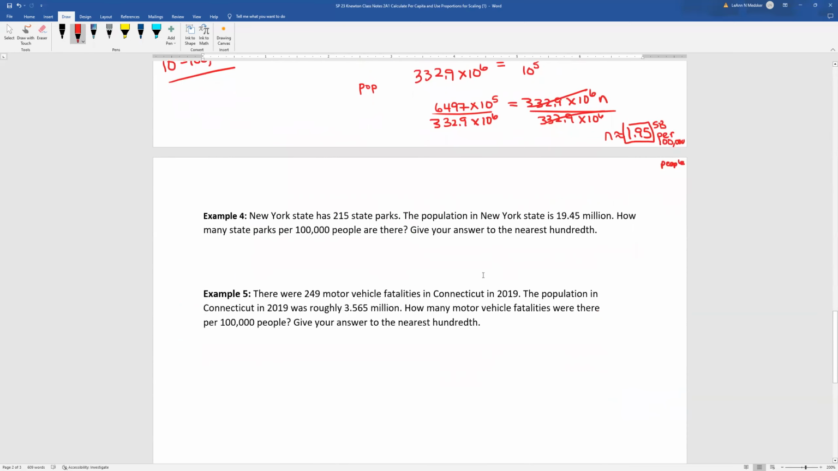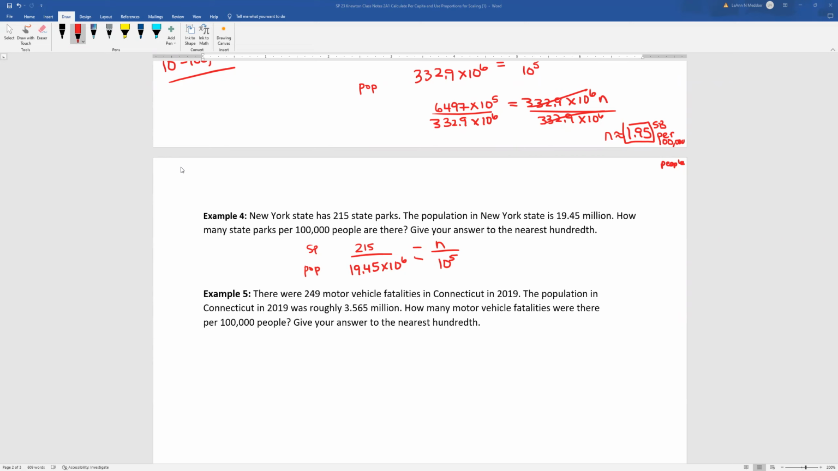So let's look at another one. New York State has 215 state parks. The population in New York State is 19.45 million. How many state parks per 100,000 people are there? And we're going to round to the nearest hundredth. So again, 2 decimal places. So 215 state parks over population. That's when we have 19.45 times 10 to the 6th. We want to know how many parks would that be for 100,000 people. Again, I'm using 10 to the 5th. If you want to write out 100,000, feel free. Either way is fine. So 10 to the 5th.